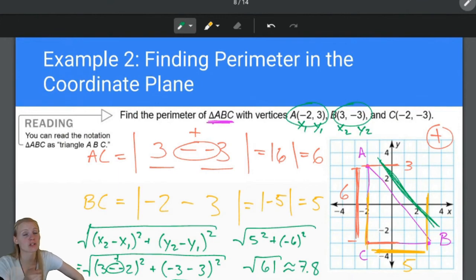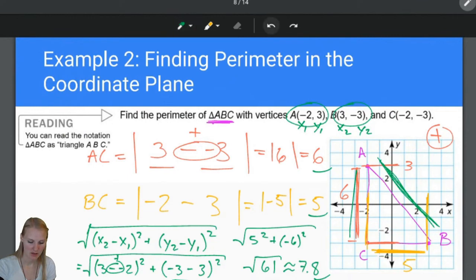In order to know if we're done, we have to check. What was the question asking? It said to find the perimeter. Have we found the perimeter? I don't see it. I don't see the perimeter. Remember, the perimeter is when we add up the red, the yellow, and the green. When we add up all of these sides, that's where we get the perimeter. So, I need to add up each of these numbers.